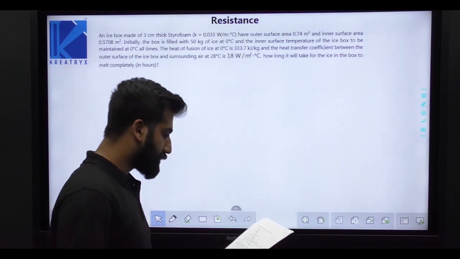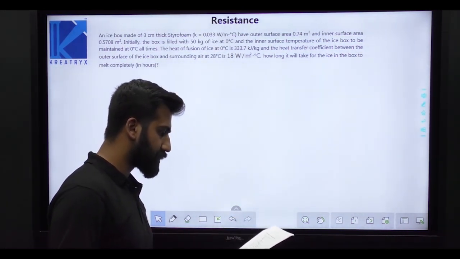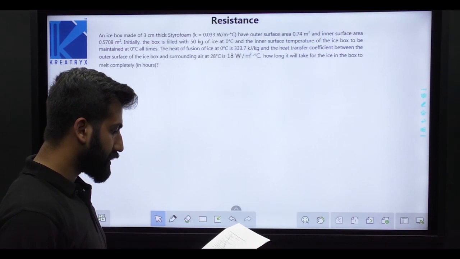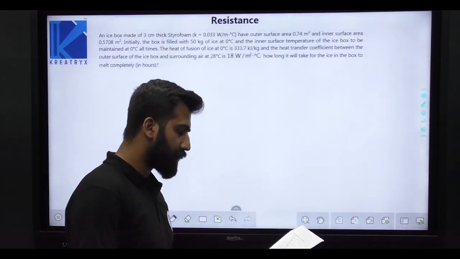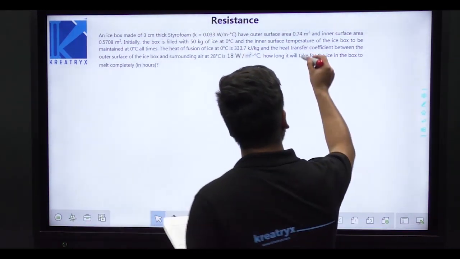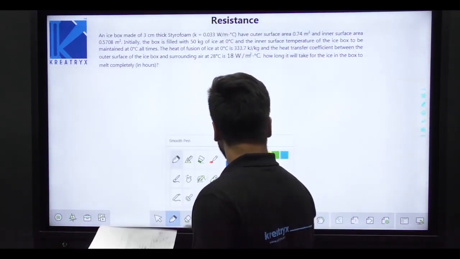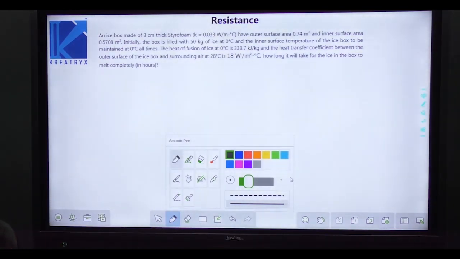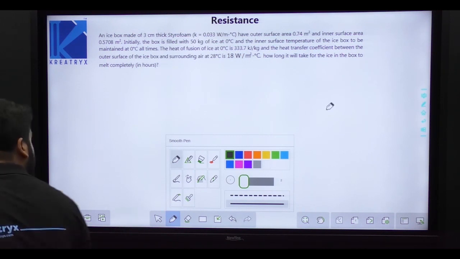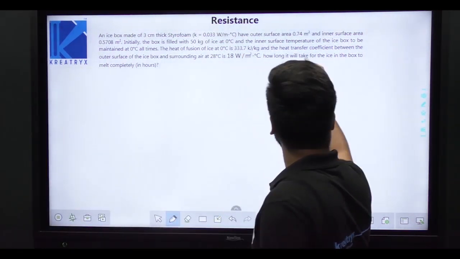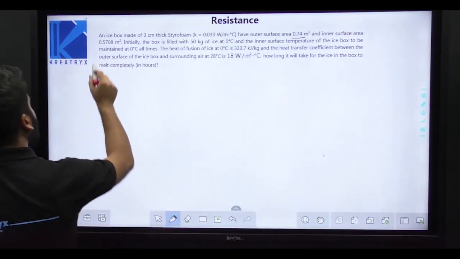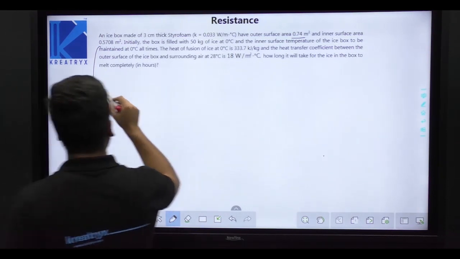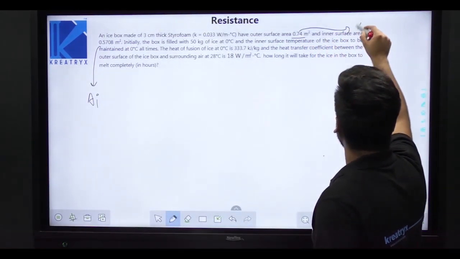The question is an ice box made of 3 centimeter thick styrofoam whose thermal conductivity is 0.033 watt per meter degree Celsius. The outer surface area is 0.74 meter square and the inner surface area is 0.5708. So this is A_I, and let this be A_O, A naught.